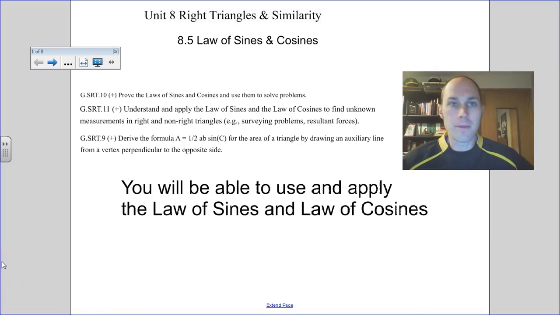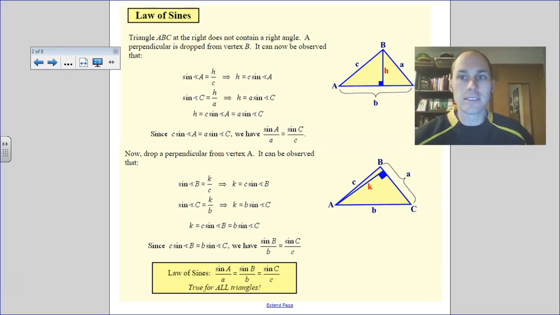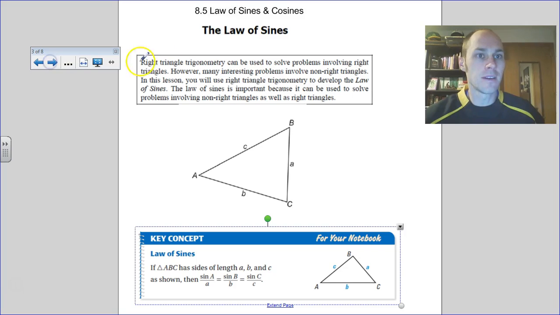All right, we're going to wrap up our unit on right triangles and similarity as we talk about the law of sines and cosines. This is some special form of trig that we can use on triangles that are not right triangles. So first of all, the law of sines. On your notes, you should have an explanation of the law of sines.